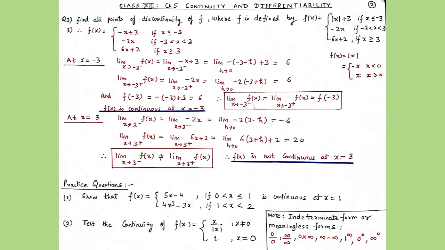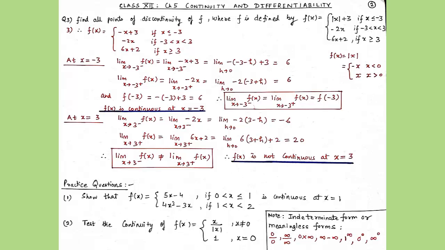So, students, as you all know, the modulus function of x gives us two values, that is minus x when x is less than 0 and plus x when x is greater than 0. So according to our question, if x is less than or equal to minus 3, then mod x will become minus of x. So our function f(x) will be equal to minus x plus 3 if x is less than or equal to minus 3, minus 2x if minus 3 is less than x less than 3, and 6x plus 2 if x is greater than or equal to 3.